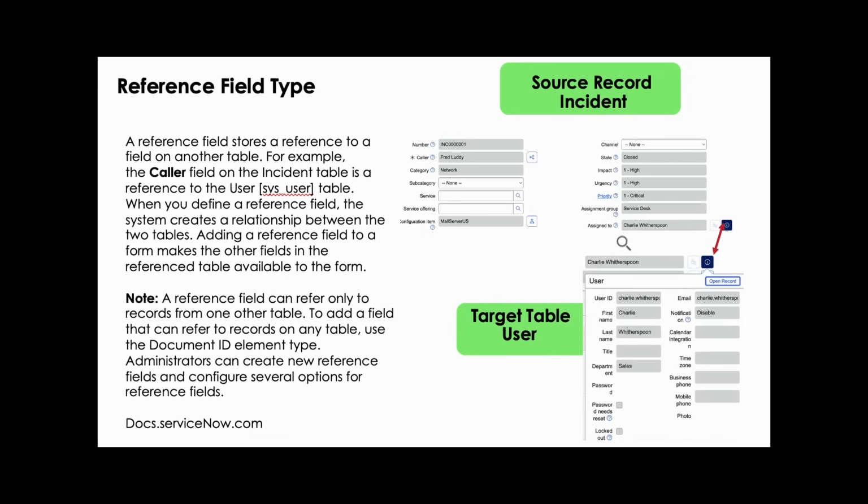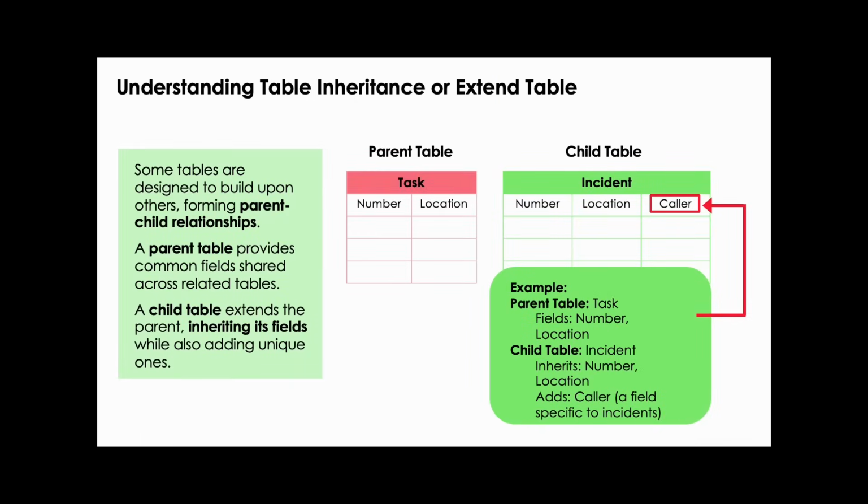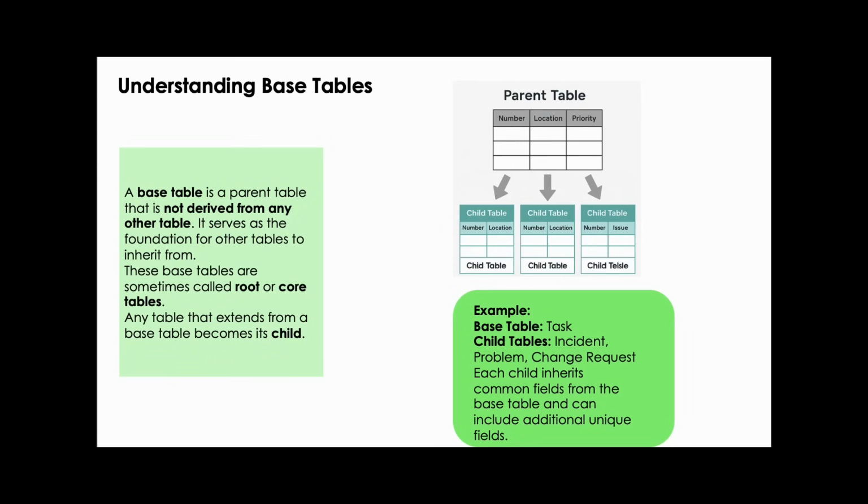We could reference a table out of another record. This is called a reference field. You can reference another data. And extend table, which we showcased earlier, is where it inherits from the parent table, or the parent class, and gets all the attributes. The child class gets all the attributes of the parent class. So the base table, like the task table we had earlier, could have multiple children, so it can be inherited quite a few times.